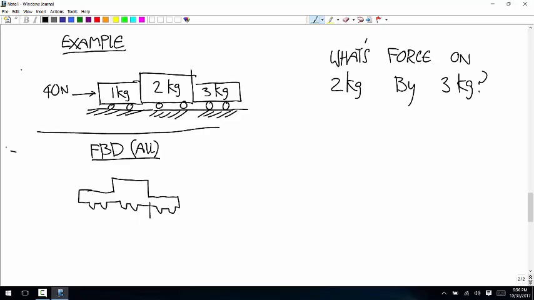And there's a weight force. The total mass is 6 kilograms, so the weight force is 58.86. And then there's a contact force pushing up. I'll call that the total normal force in total. And then there's 40 newtons over there.